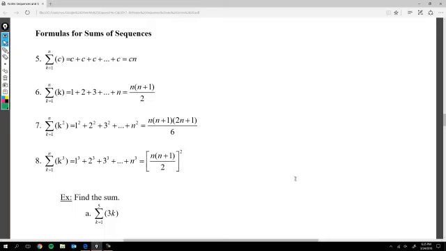So if I ask you to find the sum of a constant, then you're going to add that constant to itself n times. So however many times it tells you to in this index, that's how many times you're adding your constant together. So same thing as just multiplying.